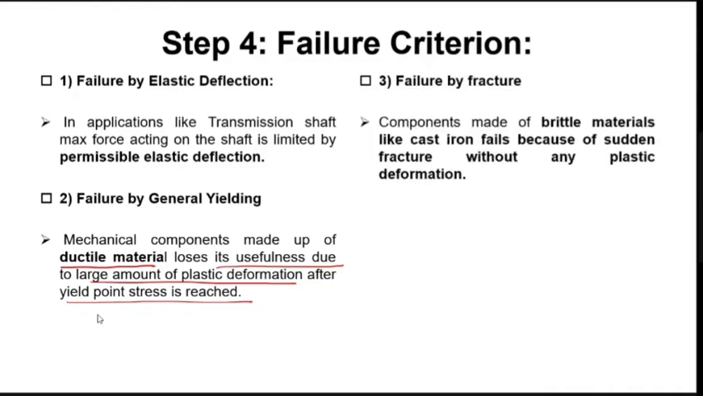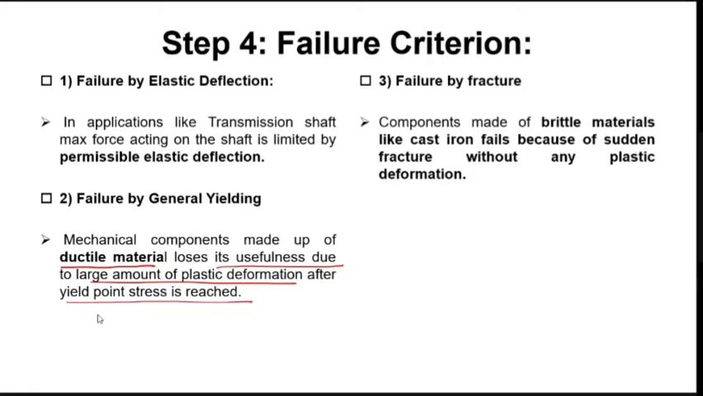The third criterion is failure by fracture. Obviously it is related to brittle material. Now you know that brittle materials like cast iron fail because of sudden fracture without any plastic deformation. So what will be the failure criterion for the brittle material? Now you might have understood that you have to understand the failure criterion for the component.